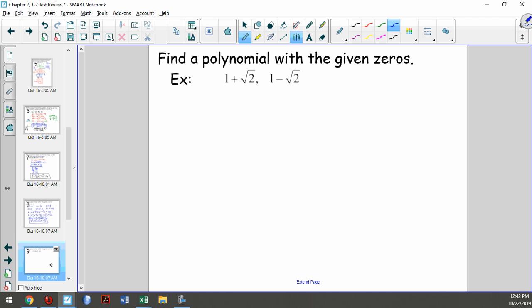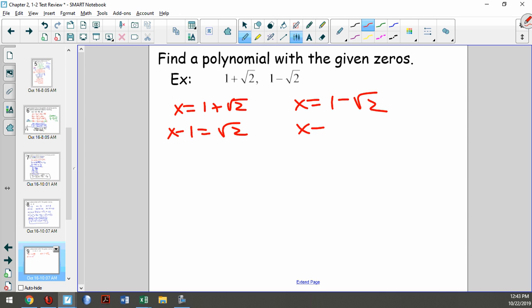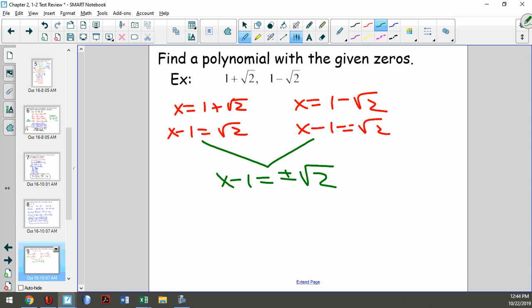What about that one? Start it for me. Do it on your own. Okay, if we start this just like we started the last one, bring over the 1, bring over the 1. Then, if you recall, when I taught this, I drew an arrow here and said, oh, they're the same. So I can put plus or minus the square root of 2 here. Remember that?